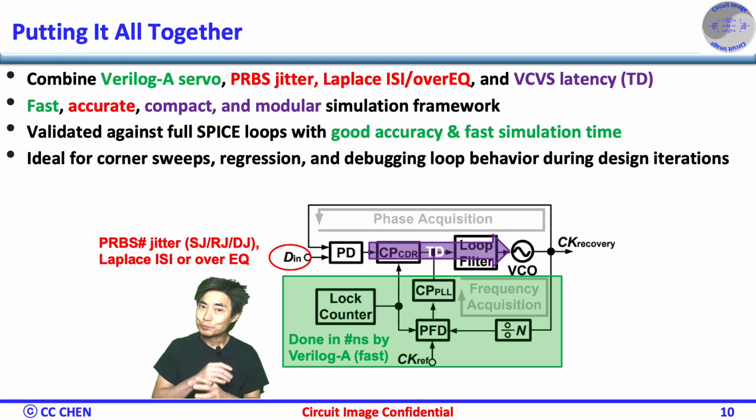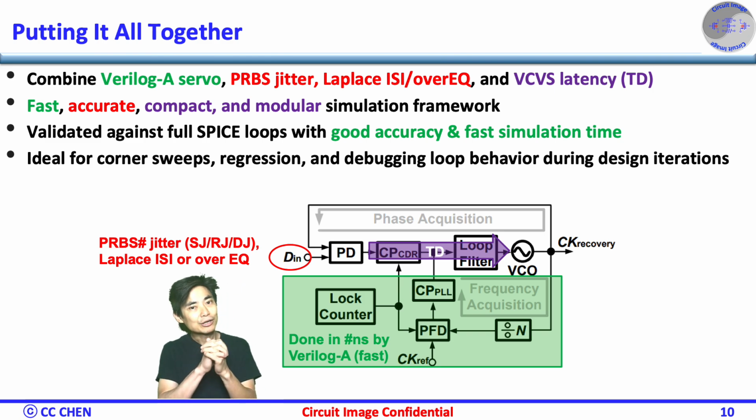Now, it's time to bring everything together. We use the VCO servo for fast frequency locking. We inject jitter using PRBS, both sinusoidal and random. We emulate distortion using Laplace domain filters for ISI and equalization. We model pipeline delay using VCVS latency blocks. Each component is modular and easy to tweak. Together, they form a fast, accurate, and scalable simulation setup.